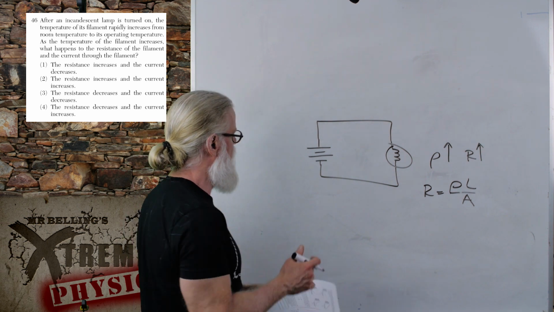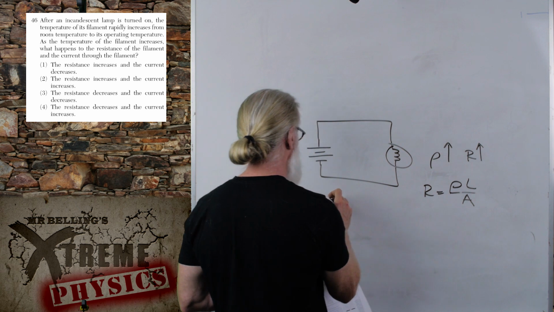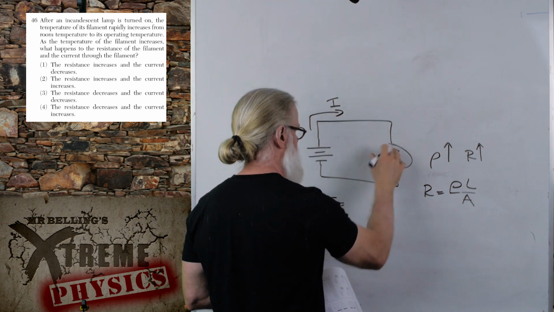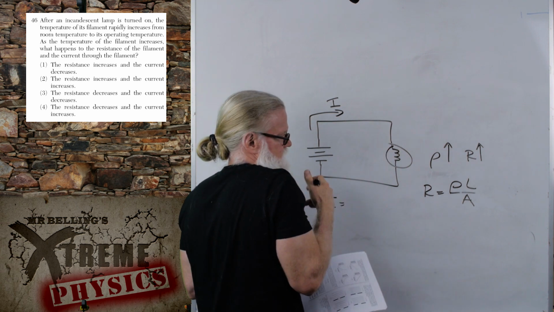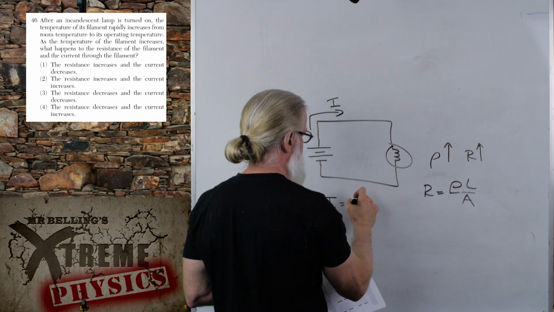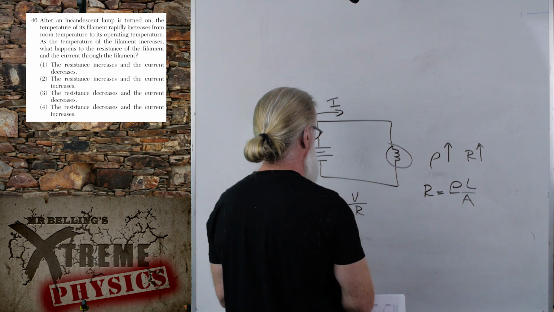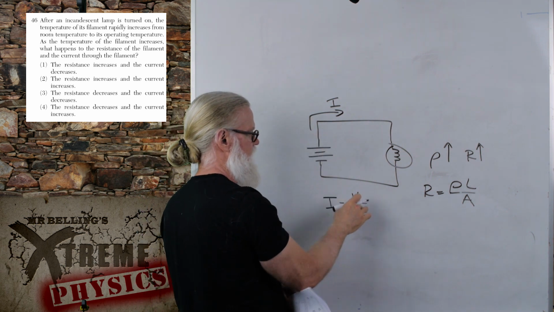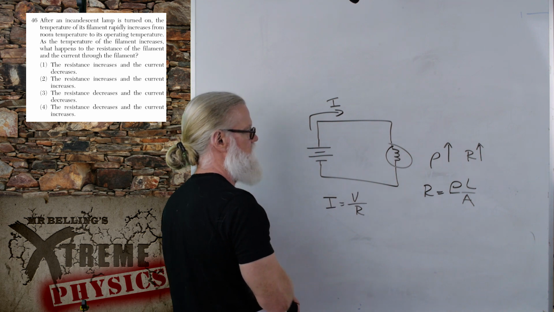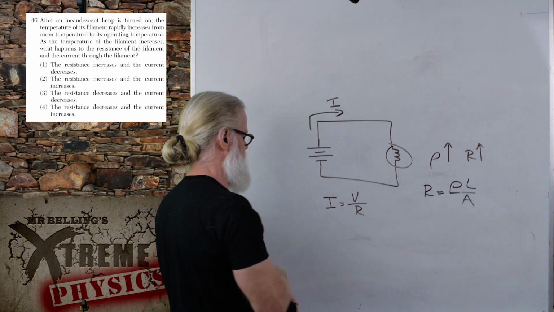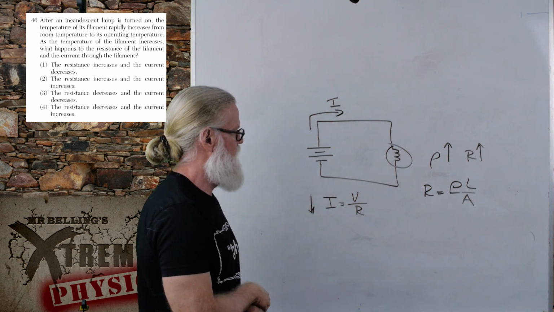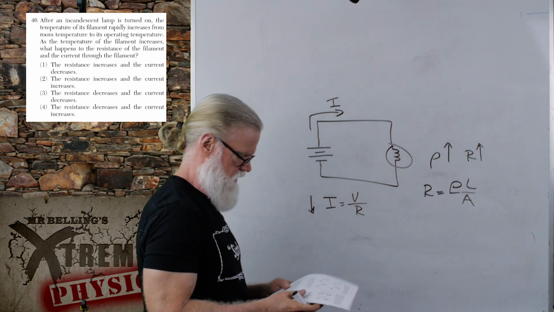Resistance, okay. And then the current that's going through this circuit, or through the lamp, which is going to go through the whole circuit, equals I equals V over R. All right. So the voltage is going to stay the same, but the resistance is going to go up. So what's going to happen to the current? The current is going to drop. The current is going to go down. Resistance is going to go up, current's going to go down.